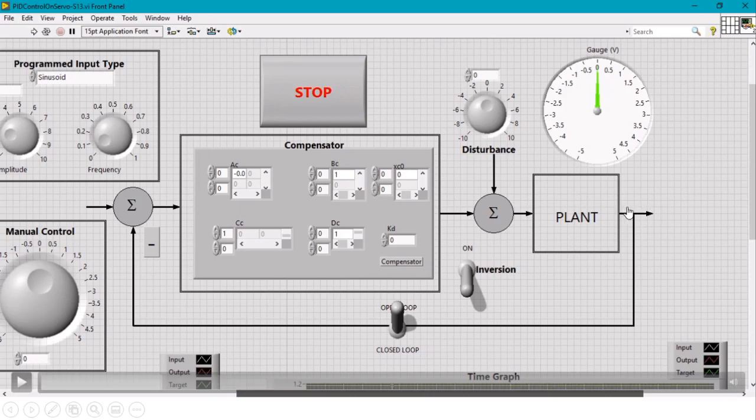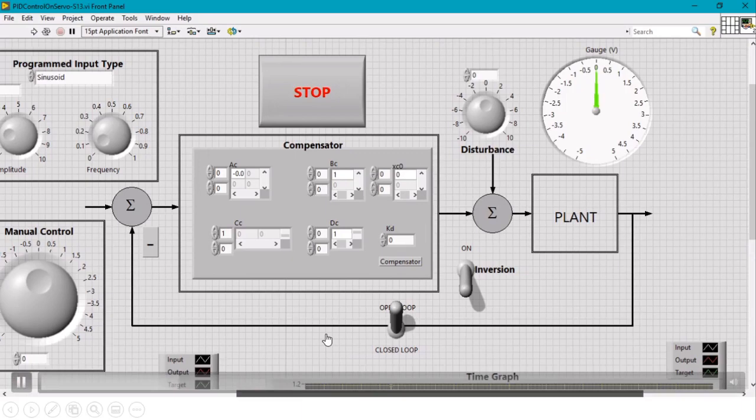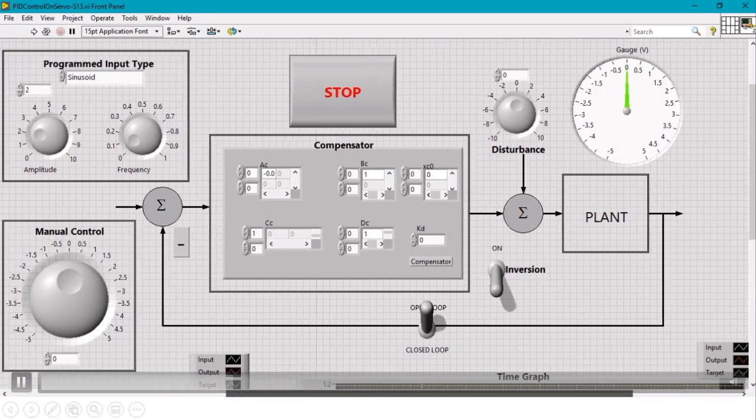But in this case, angle is measured as a voltage, right? So I guess the plant technically shouldn't have any units. Okay, it doesn't have any units. So let's see if we have actually more. Okay, toward the bottom.